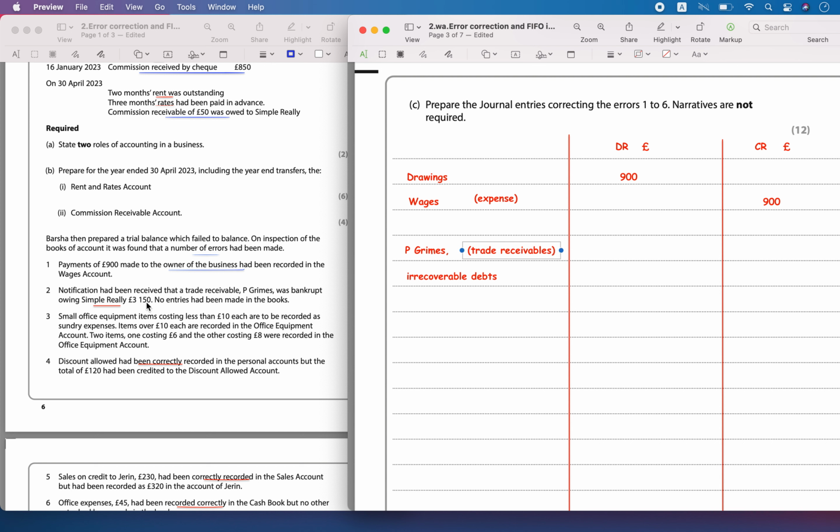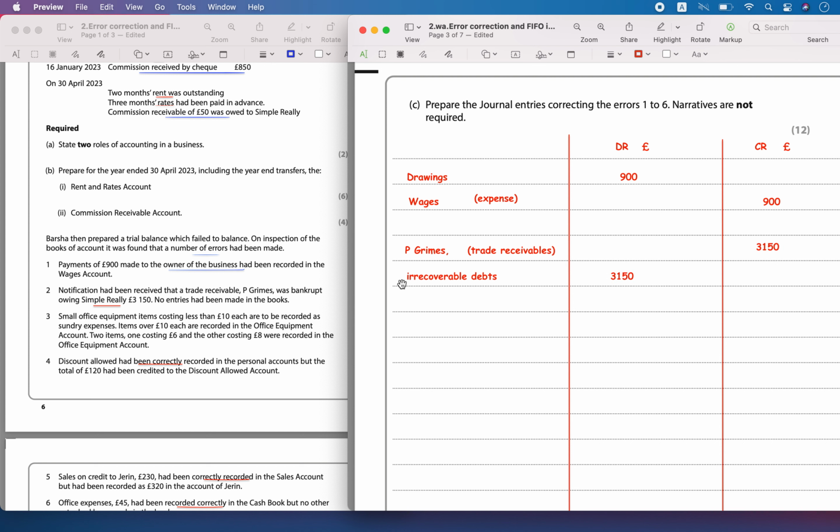In the trade receivables account, it is going to appear on the credit side. So let's include those two entries, 3150 on the credit side, and for irrecoverable debt, which is an expense account, this is going to appear on the debit side.